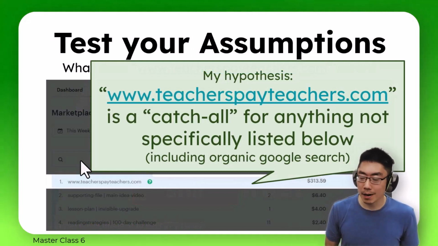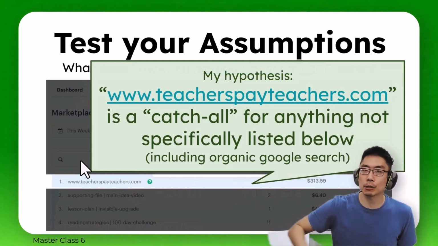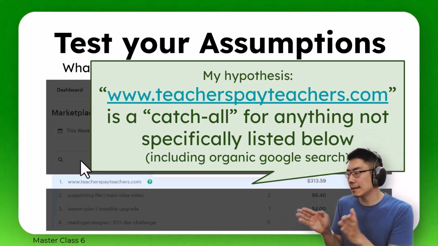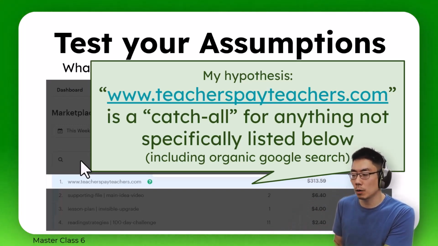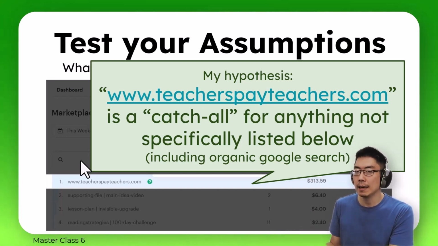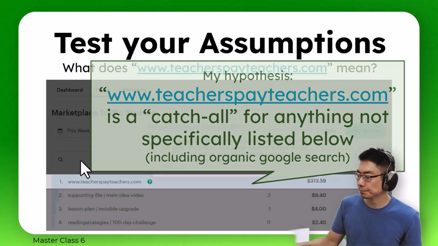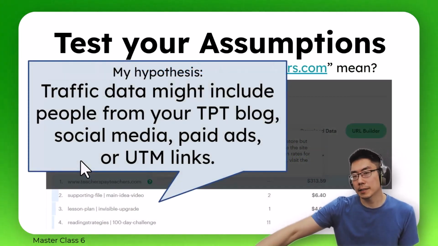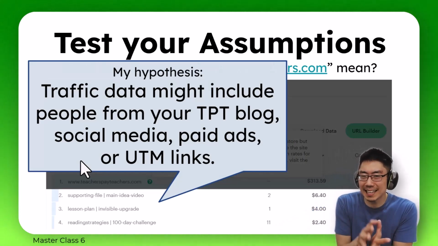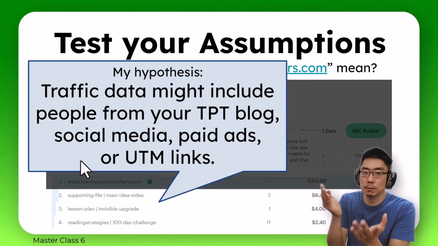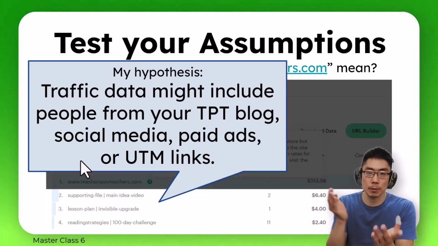So my hypothesis is that first line in our traffic dashboard, it's a catch-all for anything that doesn't specifically get filtered below. And because Google search doesn't get filtered below as a line, it must be included in here. Okay? So this means that the bottom lines here, my hypothesis is that the traffic data might include people from your TPT blog or from social media or from paid ads or from your UTM links.